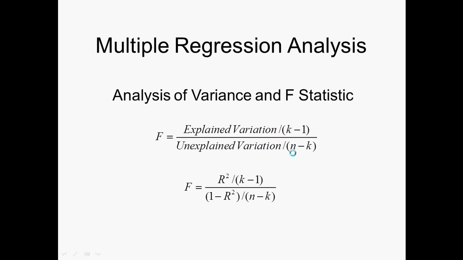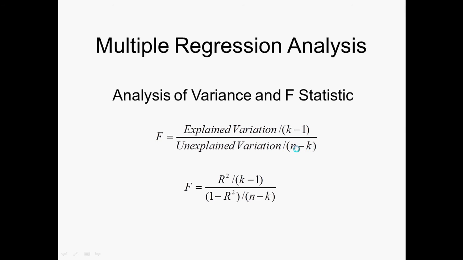N is the total, or sorry, K is the number of regressors. N is the number of observations. So N minus K is called the number of degrees of freedom. And you notice that big problems happen if N equals K. The unexplained variation gets divided by 0.